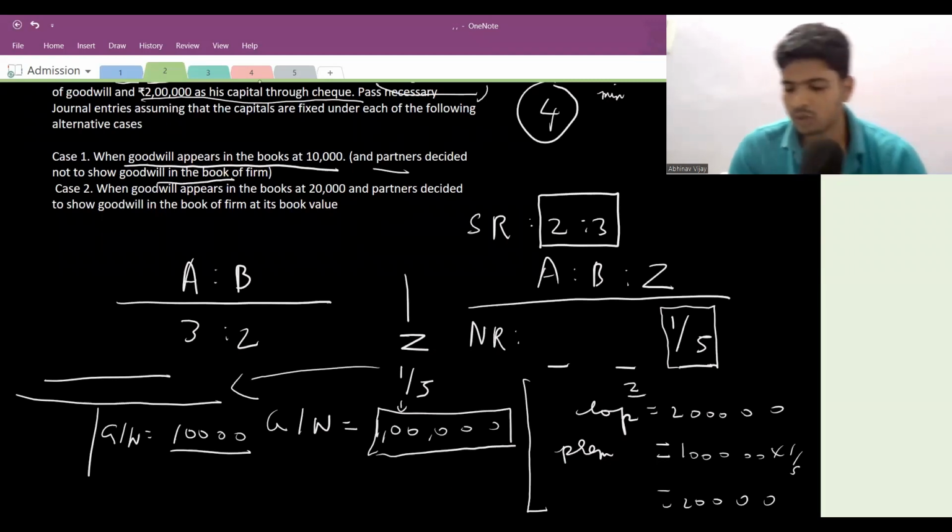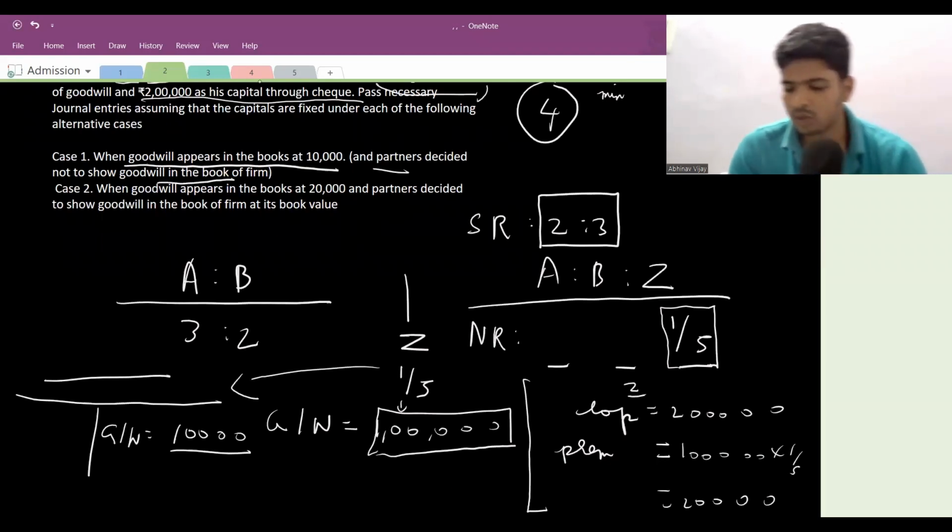Next part of the entry, what is it? Premium for goodwill, 25,000 will be debited. Now, pay close attention here. In order to find the adjustment entry, there are two ways. One is tabular method. Second one is sacrificing ratio. We already have the sacrificing ratio here, but the sacrifice is only between two partners. But if the sacrifice is only between two partners, we need to do something different.